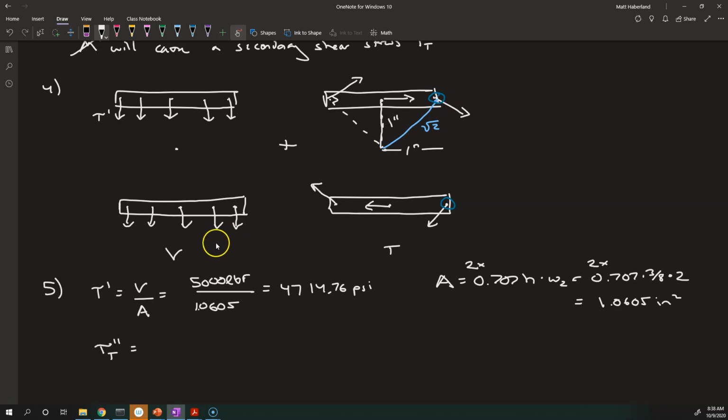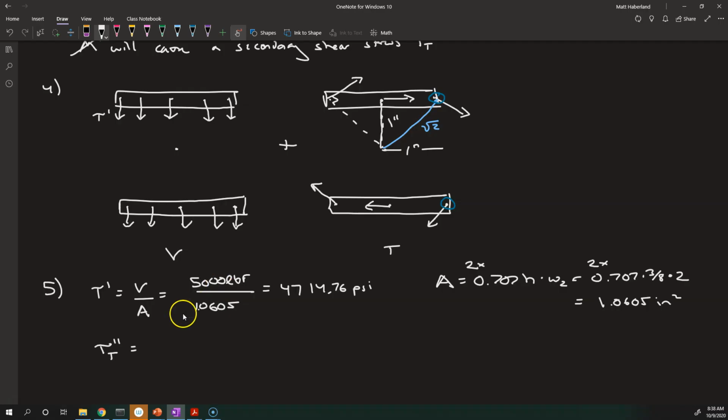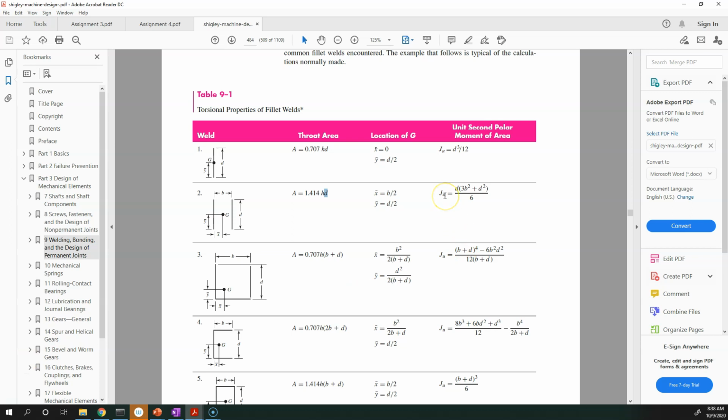Now we need to find what is the magnitude of the torsional secondary shear stress at the point that we're analyzing, this one right here. Torsion secondary shear stress is TR over J. TR over J, that means we need to find what J is. We can also find J in the book, but it's tabulated as JU, which is normalized by the throat thickness. So we'll see how to correct for that. JU is D times 3B squared plus D squared over 6. And we need to be careful in general to get our B and our D correct. In our case, it's 2 inches long and it's 2 inches separated between them, so we don't have to be super careful. For us, B and D are both 2. But in general, you need to be careful to look at the geometry.